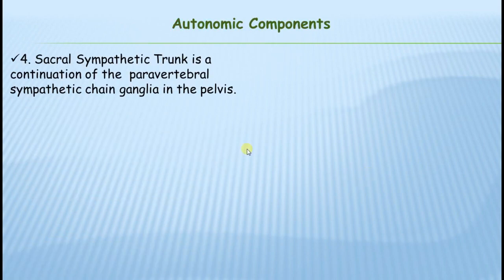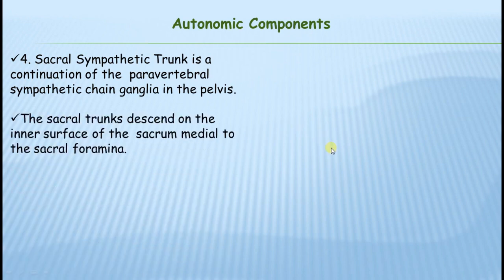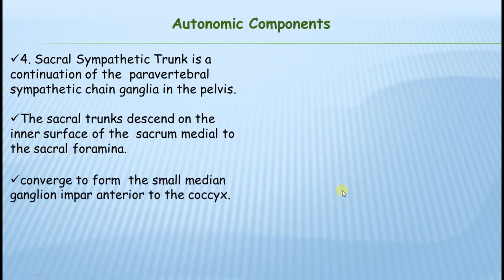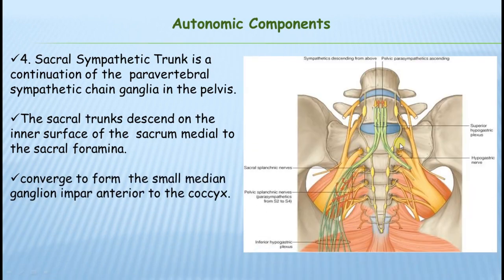Sympathetic trunk, finally the sacral part, where the sympathetic chain has four ganglia present, descending on either side. You are able to see the sacral trunk descending on the inner side of the sacrum, medial to the sacral foramina, and finally four ganglia. The final ones fuse in the midline to form the ganglion impar. The sacral sympathetic chain, which you are able to see here, consists of four ganglia, and the final ganglia form the ganglion impar.